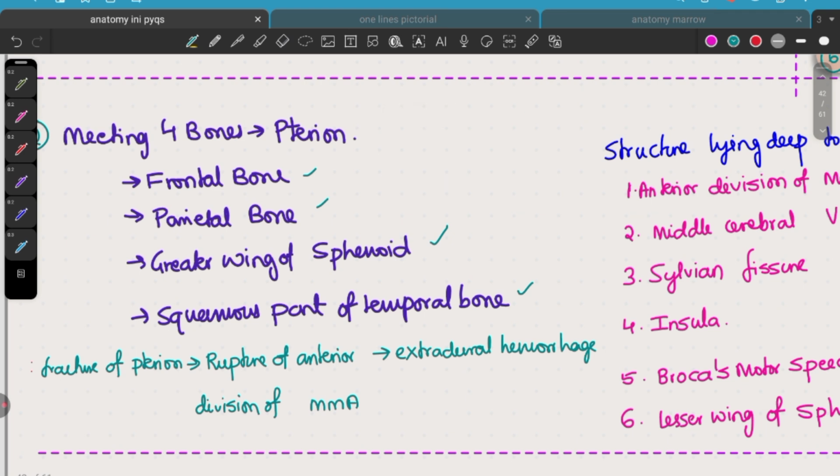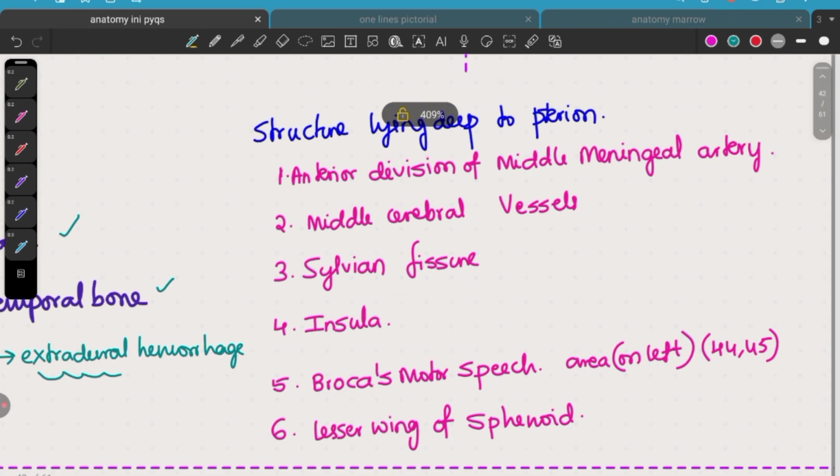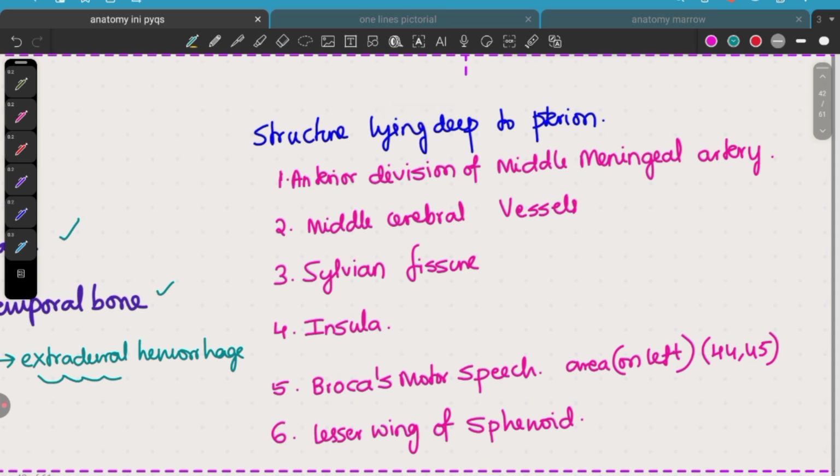So why are we concerned with this? When there is a fracture of the pterion, the main artery, the middle meningeal artery, will get ruptured and there will be an extradural hemorrhage. This is an important question because they have asked it in one way or another. Now they have asked which bone is present behind this, isn't it? Sometimes they will ask which artery is present behind this, that is the middle meningeal artery.